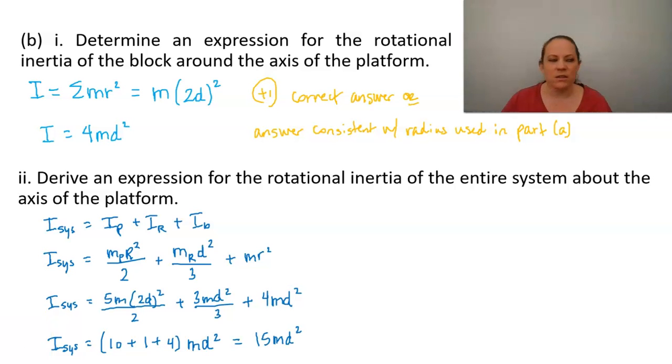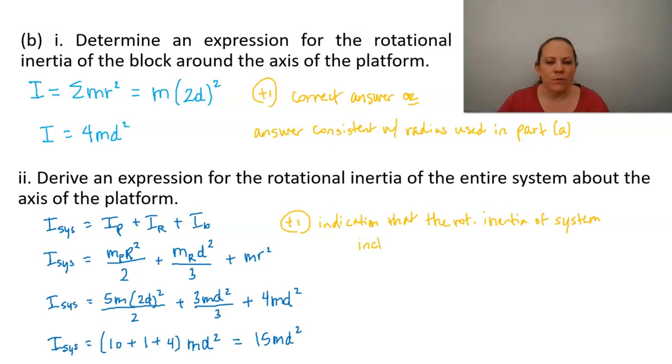So let's talk scoring here. We need an indication that the rotational inertia of the system includes the platform, the rod, and the block or object. I don't know why the scoring guidelines call it object when the question calls it a block.